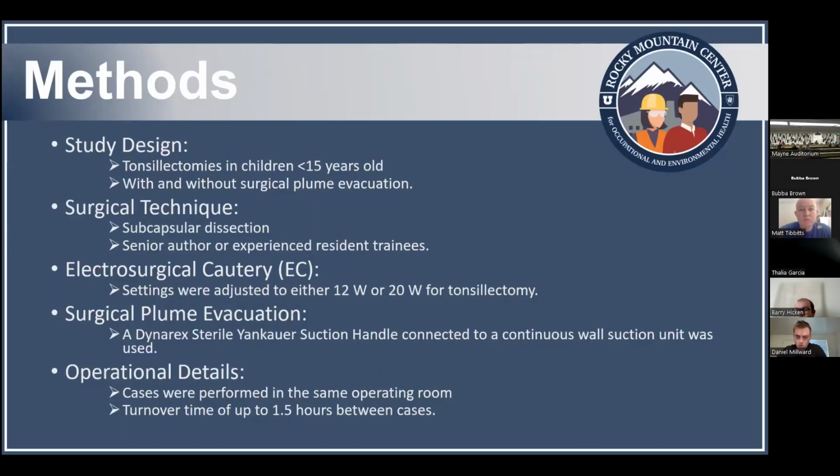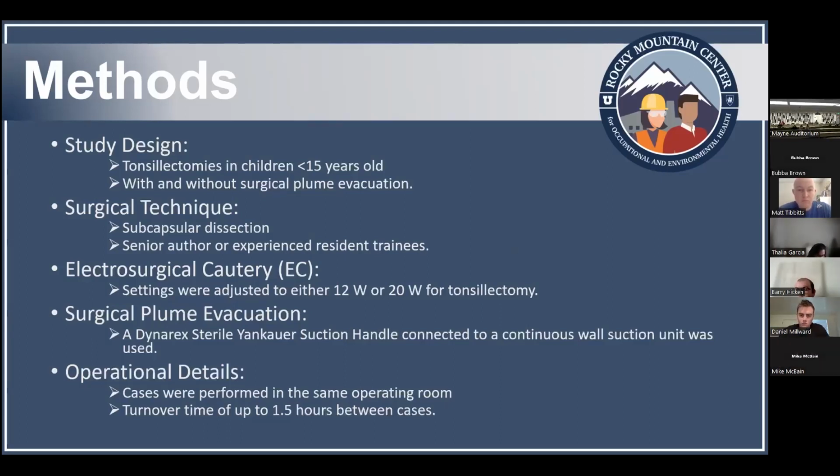For the evacuation system, they used a Yankauer suction. If you are familiar with the OR setting, this is hooked to a wall suction. However, I should say this wall suction is designed to suck fluids, not necessarily the surgical plume or smoke. Cases were performed in the same operating room, which is a good thing. And there was a turnover time of about 1.5 hours between surgeries.